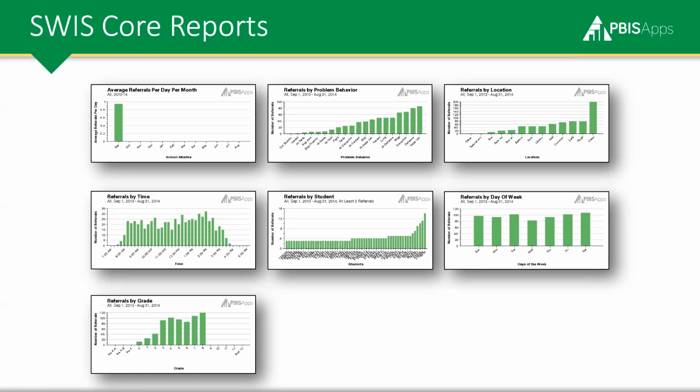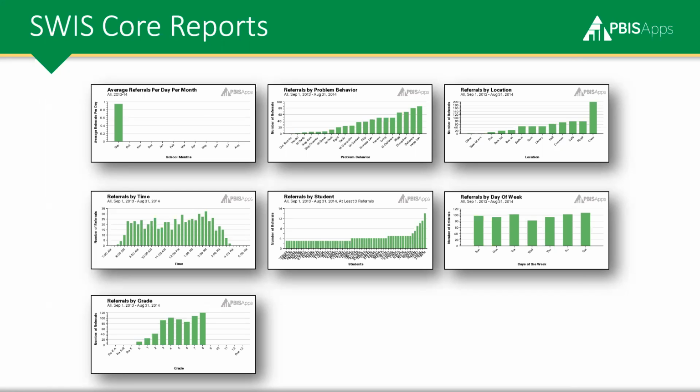And the core reports, at least in SWIS, are the average referrals per day per month, the referrals by problem behavior, by location, by time, by student, by day of week, and by grade. So in schools that have a SWIS account, they log in, and this is the first thing they see on their dashboard: these core reports.